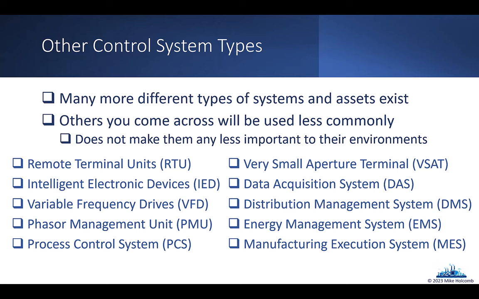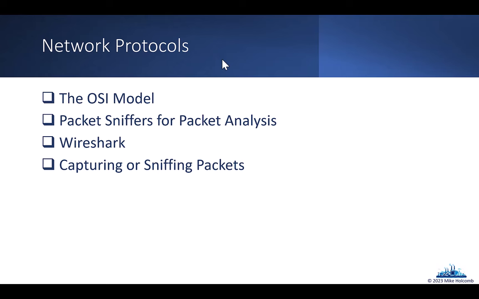So we're moving into the last half of this section. I did warn everybody this was going to be the biggest section in the course. The first half, we talked about the different types of control systems. That's what we primarily focused on there. In this last half, we're going to talk about networking, including different industrial control protocols. But before we get there, we're going to cover some networking basics.